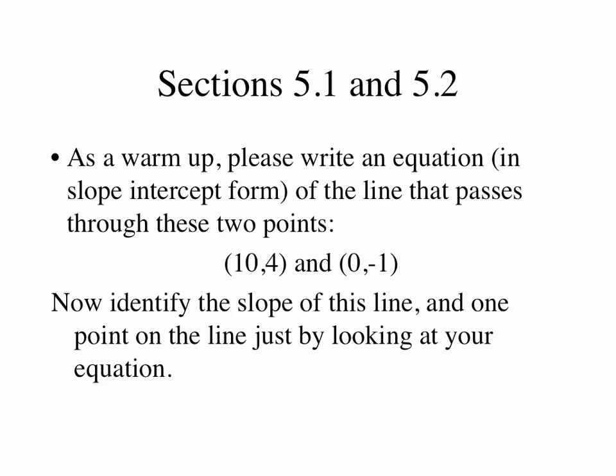Please write an equation in slope-intercept form of the line that passes through these 2 points, (10, 4) and (0, -1). Once you've written the equation of a line that goes through those points, identify the slope of the line and one point on the line just by looking at the equation, not at a graph of the line, but at the actual equation itself. When you finish doing this, you can resume this presentation to see how you did.